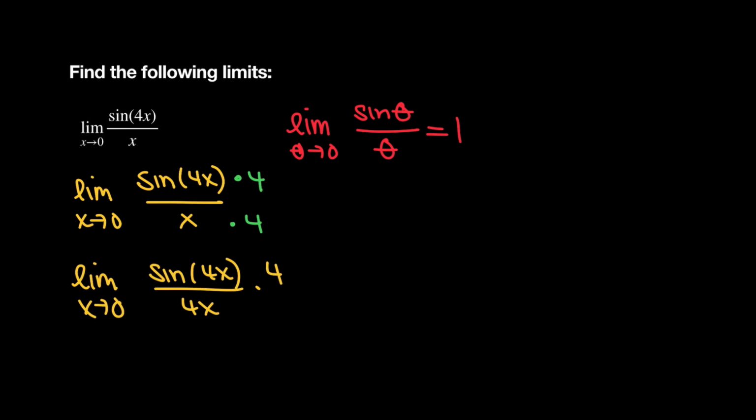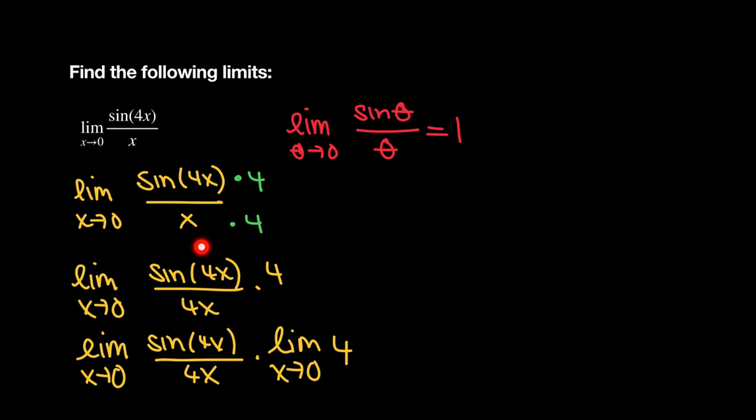So now I've got limit as x goes to 0 of sine of 4x times 4, and then I'm just going to write the denominator as 4x. So again, I've got limit as x goes to 0 of sine of 4x over 4x times 4. I can find the limit of each of these pieces separately.